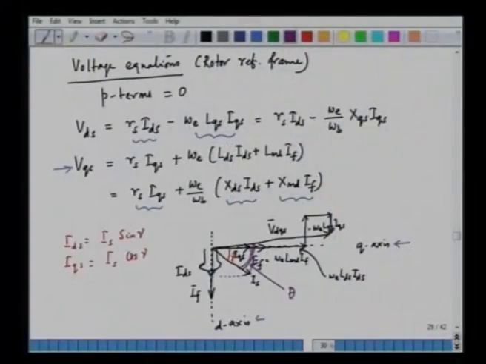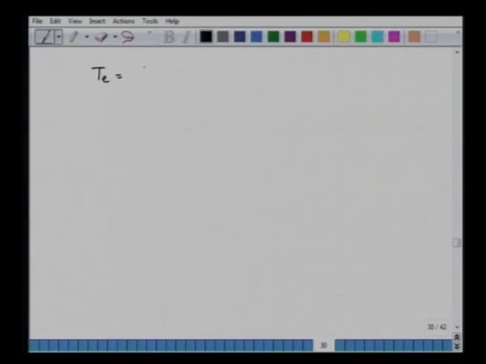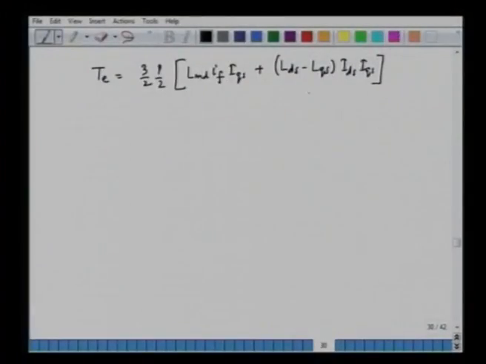So, we have already seen the expression for the torque. Now, if we just rewrite the torque expression, we will obtain here Te is equal to 3 by 2 into P by 2 into LMD IF IQS plus LDS minus LQS into IDS into IQS. And we have already seen that the first part is called the reaction torque or the field torque, and the second part is called the reluctance torque.